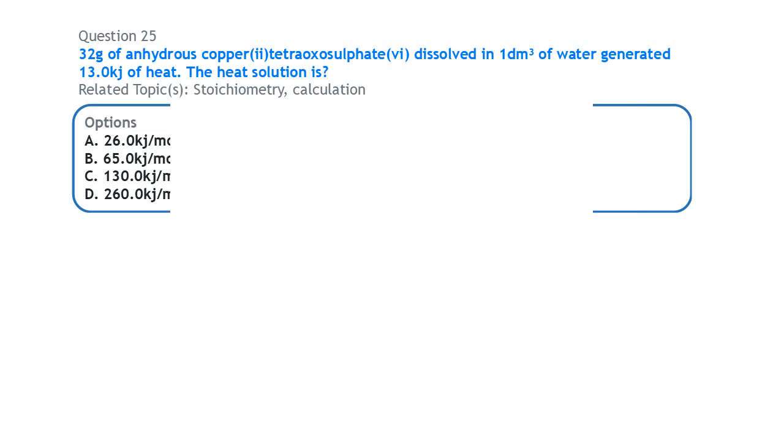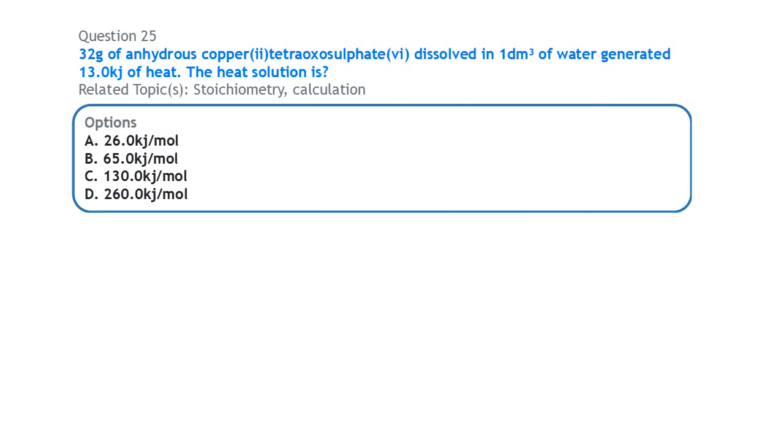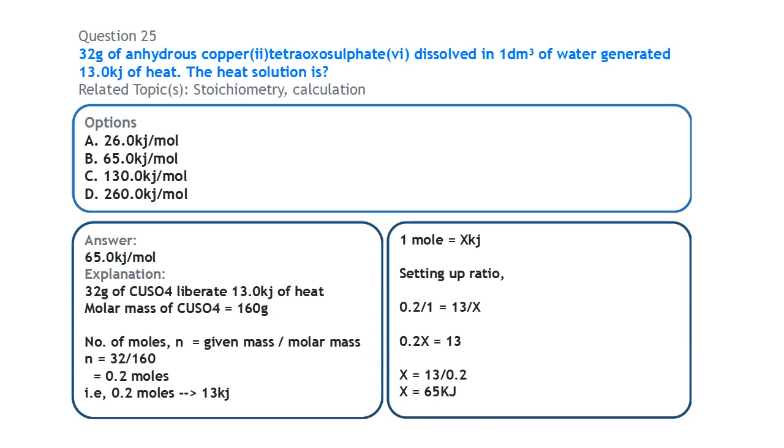We have a question on stoichiometry. 32 grams of anhydrous copper(II) sulfate dissolved in 1 dm cube of water generated 13.0 kilojoules of heat. The heat of solution is... So 32 grams of copper sulfate liberates 13.0 kilojoules of heat. The molar mass of copper sulfate is 160 gram. And how do we get 160 gram? That is by adding the atomic masses of copper, sulfur, and 4 of oxygen. So you have 160 gram.